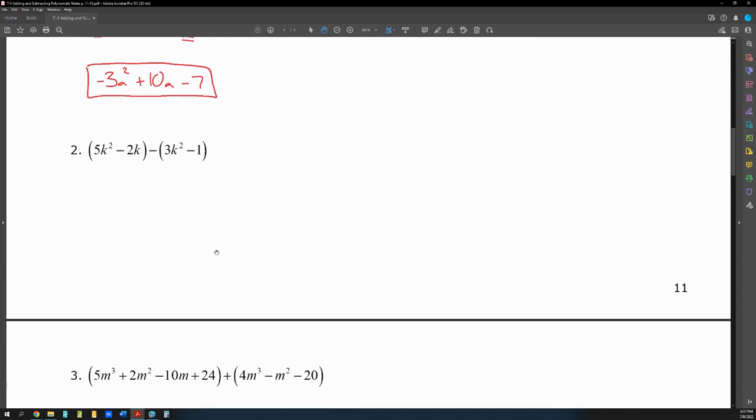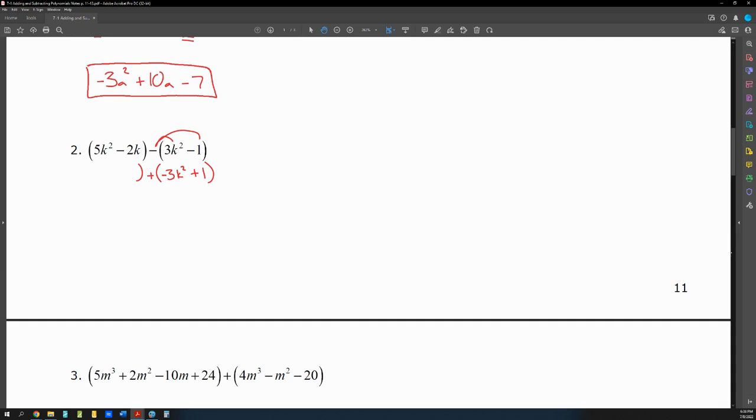Let's try number 2. Number 2, we have a binomial minus a binomial, so we're subtracting now. So remember our tip, distribute the negative first and then add. Distributing the negative is going to flip all of the signs of the terms in the second binomial. So 3k squared becomes negative 3k squared, and negative 1 becomes positive 1.